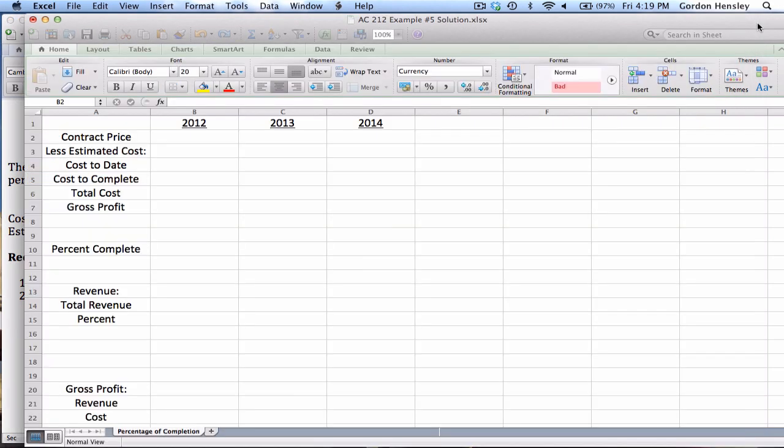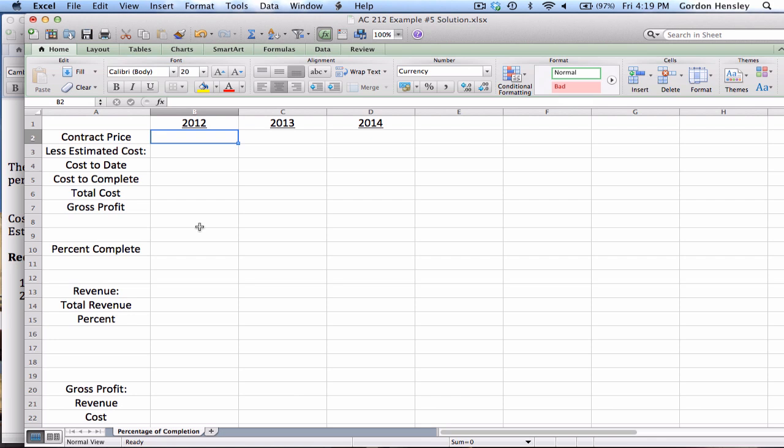In order to do this, we're going to utilize a criteria, and I've already set this up in Excel, but of course you could always set this up very easily. We're going to have a 3-column format, 1 column for each of the 3 years involved, 2012, 2013, and 2014. We're going to have the contract price. We're going to deduct the estimated cost. We will have cost to date, cost left to complete, total cost, and finally gross profit. Then once we get all that, we'll have a percent complete, and then we'll have an area for the revenue and an area for the gross profit.